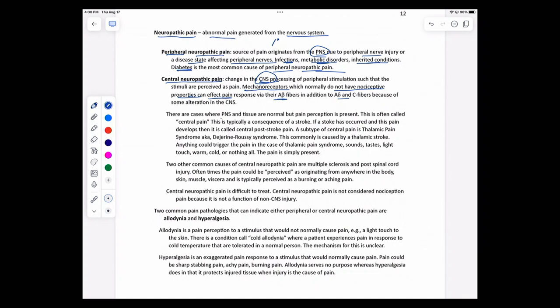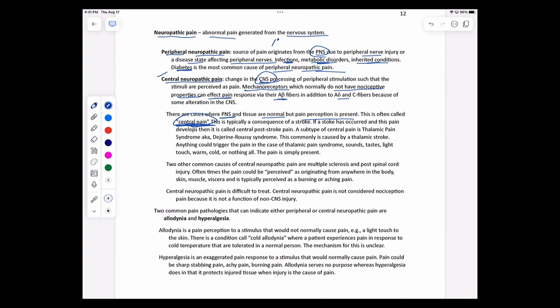There are cases where your peripheral nervous system and the tissue, again, are completely normal, but pain perception is present. Again, this is also called central pain. Okay, and the name is descriptive. Central pain meaning the pain is coming from the central nervous system, so the central pain would be a central neuropathic pain.